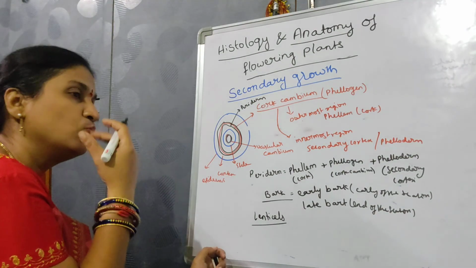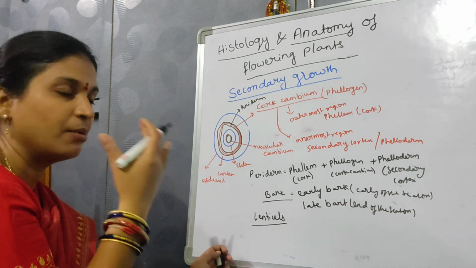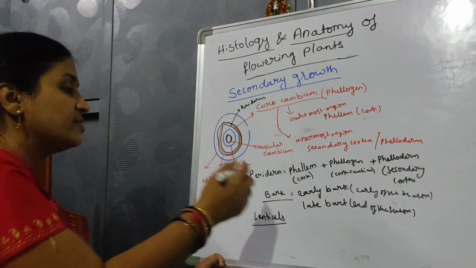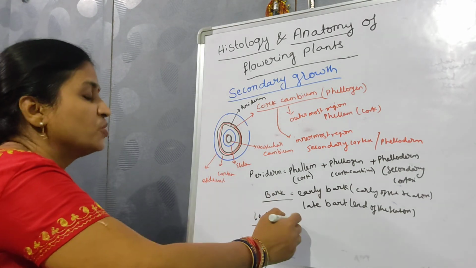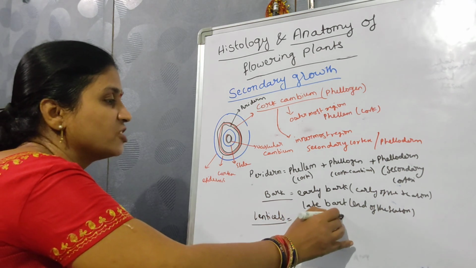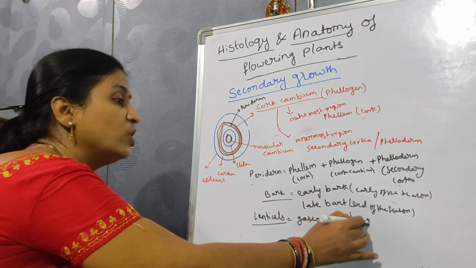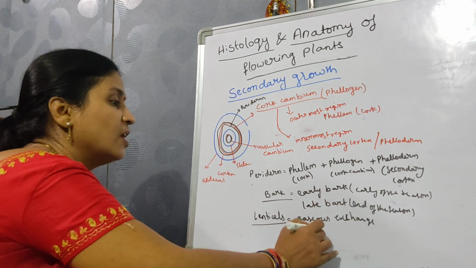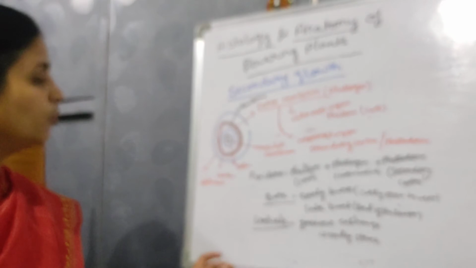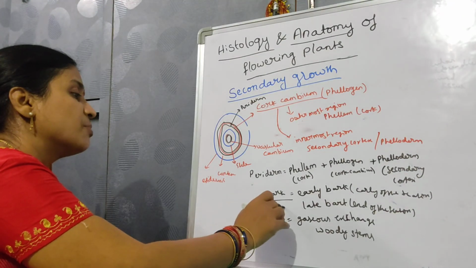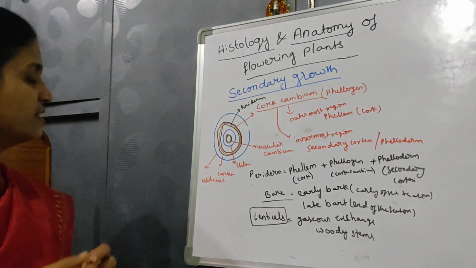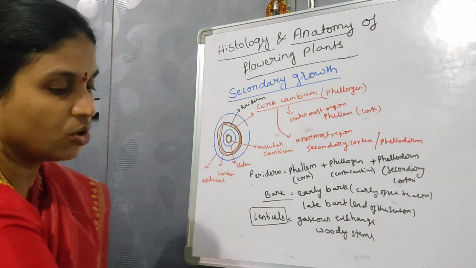They are loosely packed, loosely arranged parenchymatous cells, which are formed because of the rupture of the epidermis. And they are the pores which are useful for gaseous exchange, and they are present in the woody stems. Remember, they are present in the bark of the woody stems. So lenticels are present in the bark of the woody stems. This is about the cork cambium in the stem.